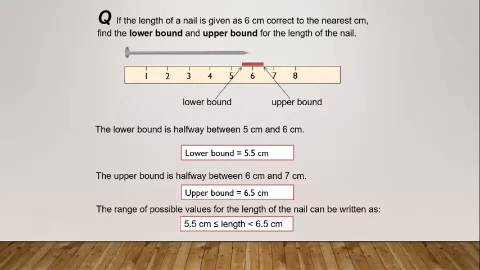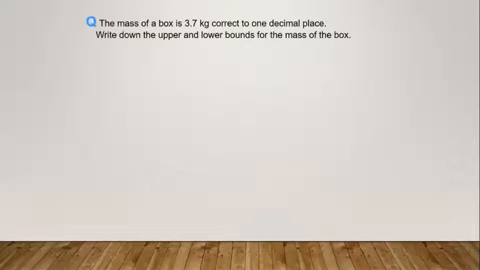Okay, so we take up another question, children. The mass of a box is 3.7 kg, correct to one decimal place. You have to write the upper and lower bounds for the mass of the box. The previous question was for a whole number. Now this is a decimal, children. So let us see how we go about it.